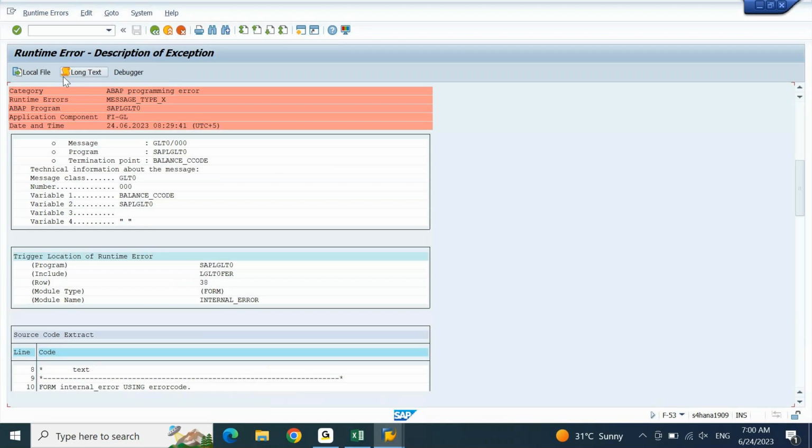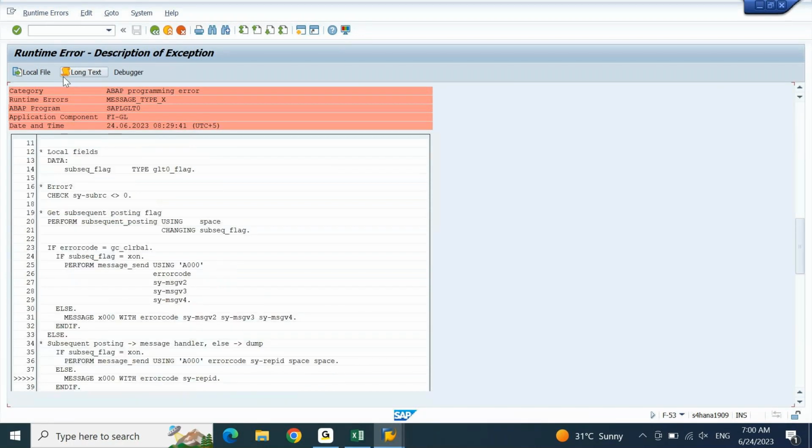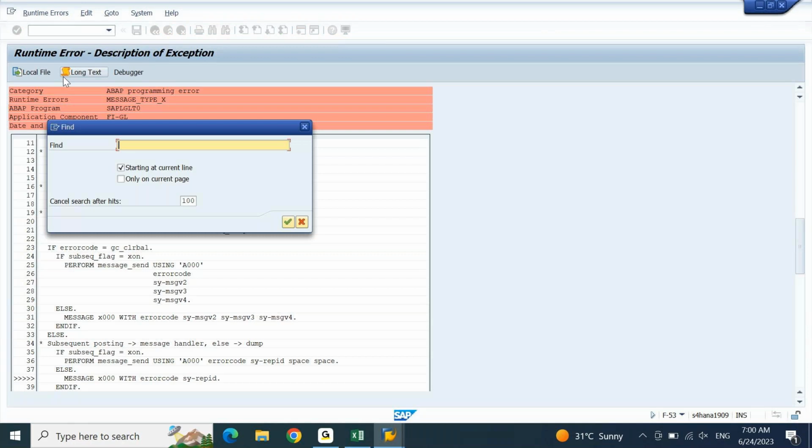Hello. Yes. Sir, can you just press this Control F? On this screen, yes, Control F. Greater than sign 3 times. And just deselect the starting at current line. Greater than how much? 3 times.